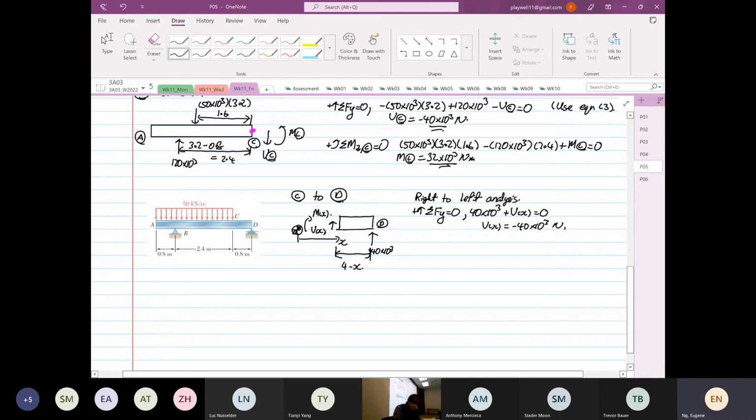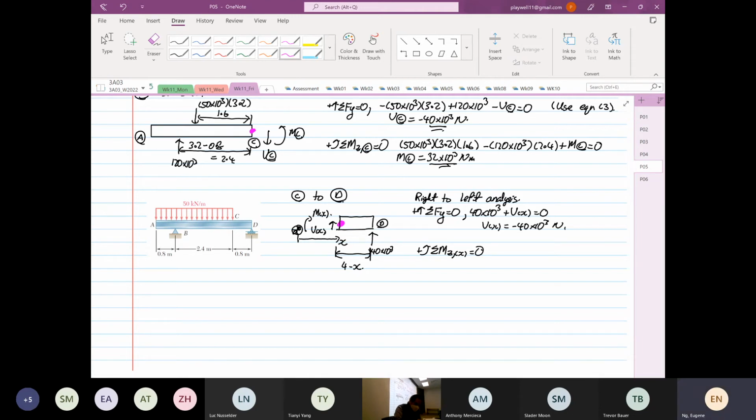Before that, I was doing left to right. Okay, so now we do right to left. Then we have our moments. Taking the moment in the z direction, we have the point x is equal to 0. So the red pink dot is where we take our moment.